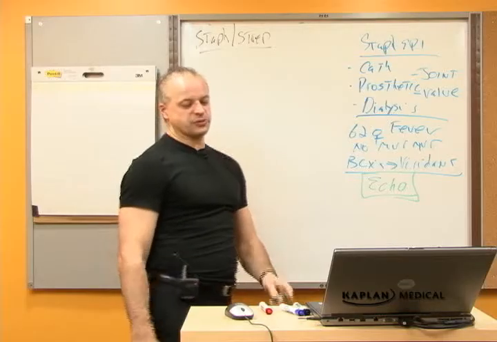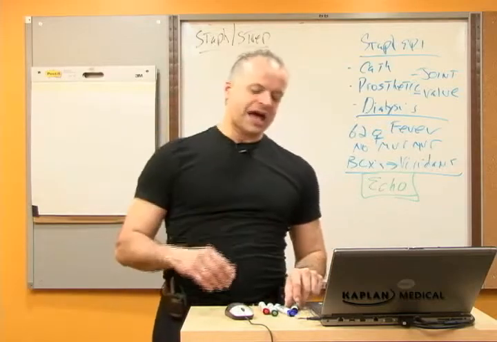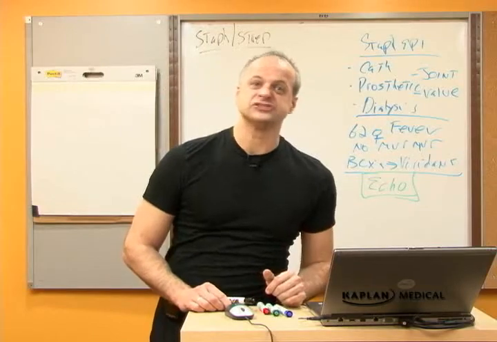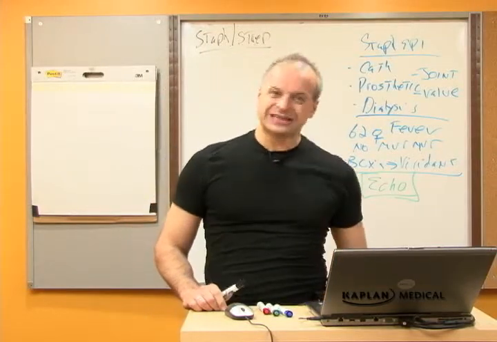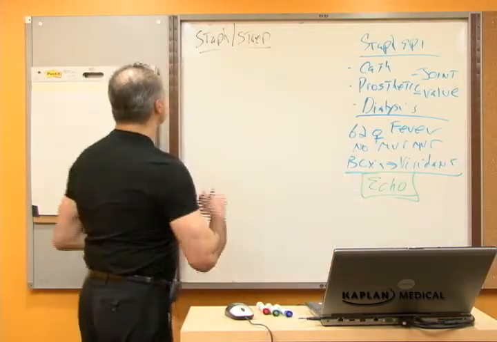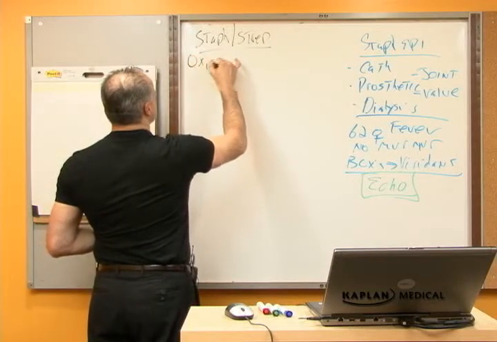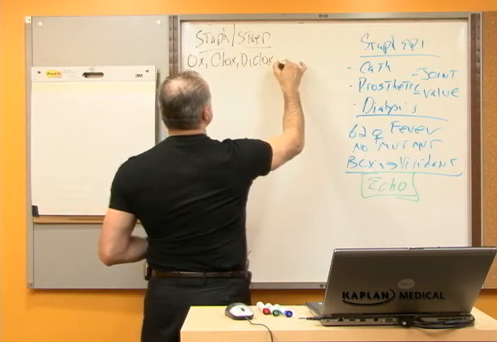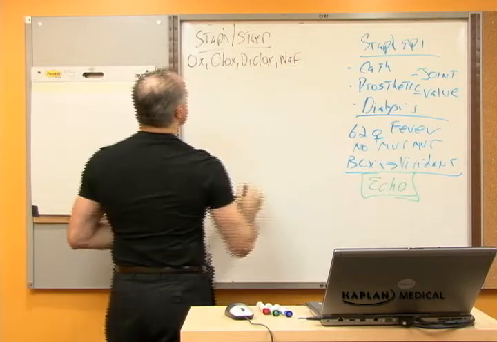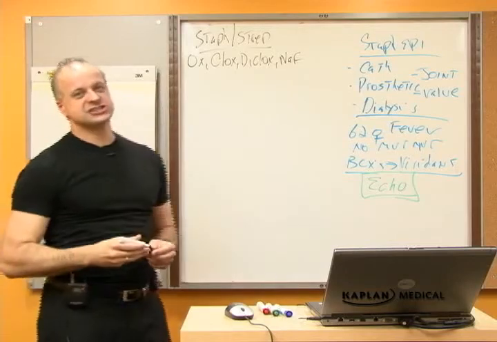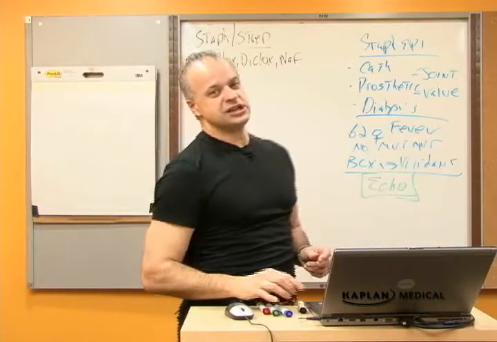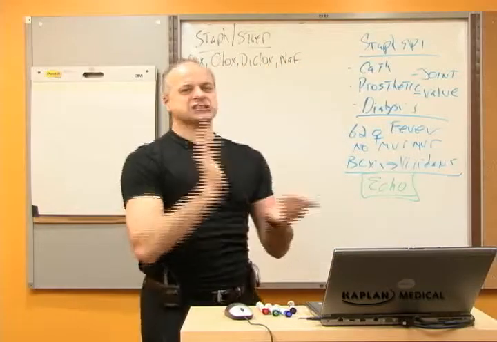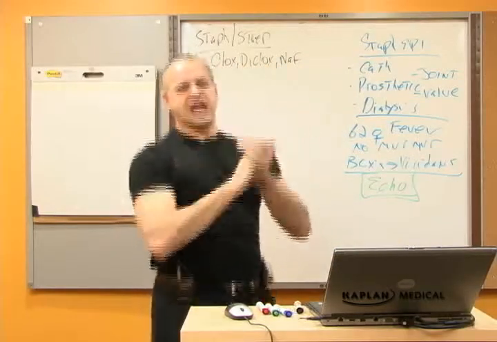When we have an infection with staph and strep, what is the best initial antibiotic to use for staphylococcal and streptococcal infections? And the answer is oxacillin, cloxacillin, dicloxacillin, and ampicillin. Ox, clox, dicloxacillin, amp.